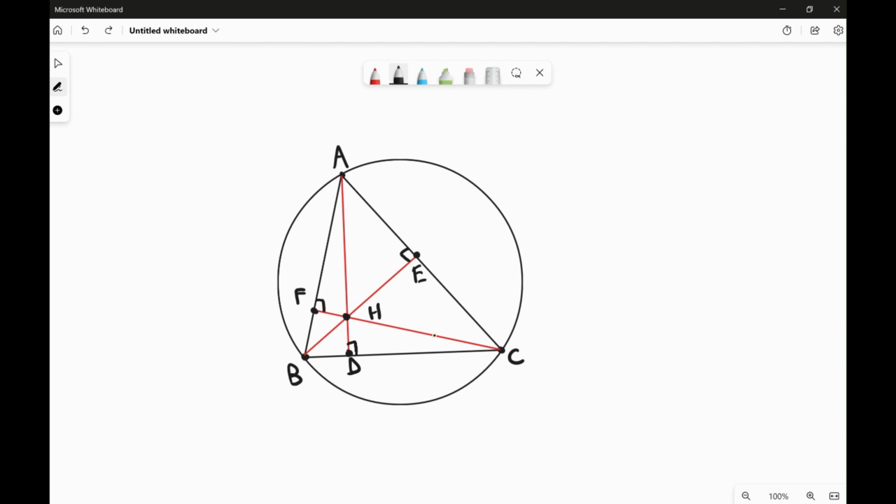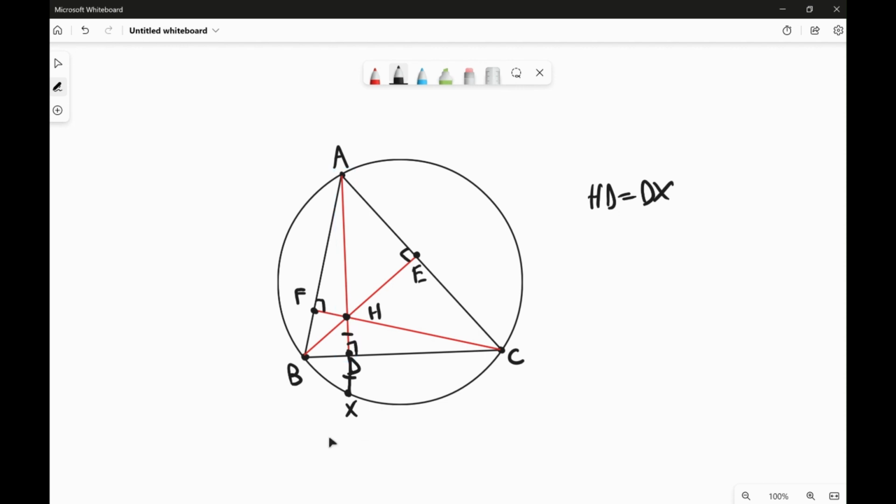So we have ABC, AD, BE, and CF are the altitudes, and H is the orthocenter. In other words, it's the intersection of all the altitudes. So the question that we want to ask is, what happens whenever you reflect H across the side BC? In other words, what happens when you extend this and then you have a point here X such that HD equals DX? So we have these lengths are equal. Let me go ahead and add that.